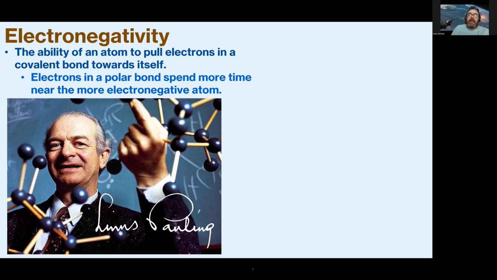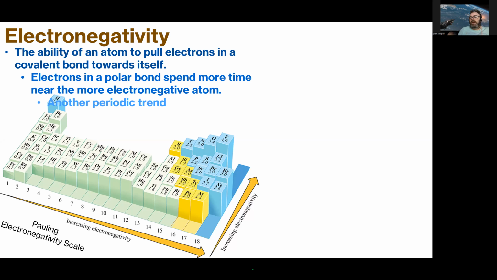What's electronegative and how different electronegativities are, because the difference in electronegativity is going to lead us towards figuring out what the polar bonds are as we do this. Okay, this is Linus Pauling, and he studied a lot of bonding stuff. He won a Nobel Prize in the 30s, I think, and he's the one that put out a big scale about electronegativity. This is just another periodic trend. So this is called the Pauling electronegativity scale because he came up with it.